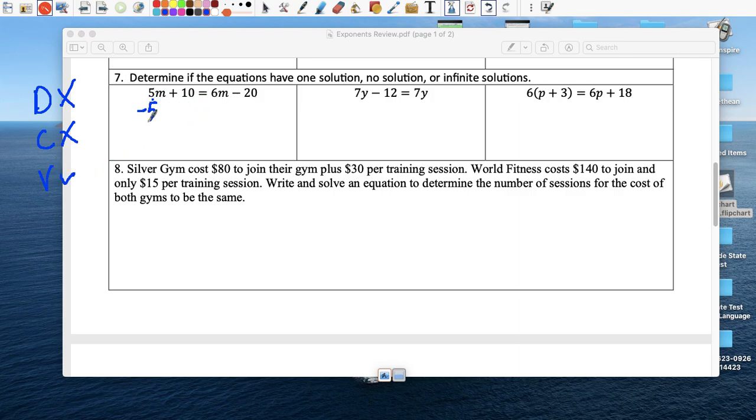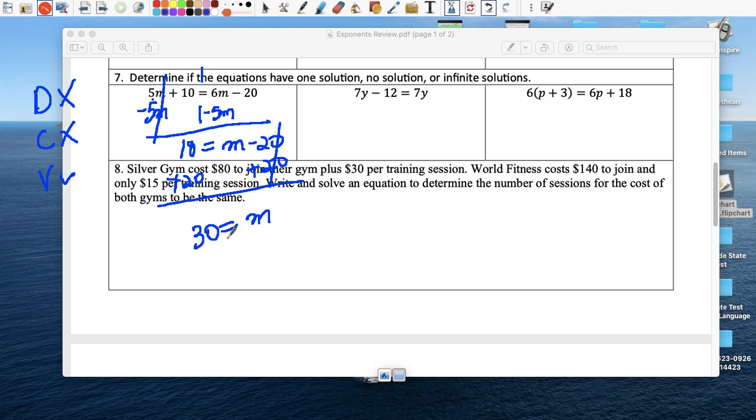So I'm going to do minus 5m here, line in the middle, and minus 5m here. That goes away. 10 comes down. 6m minus 5m is just 1m. Minus 20. Let me add 20 to this side and add 20 to that side. The 20 goes away, m comes down, and 10 plus 20 is 30. So this one is a one solution.